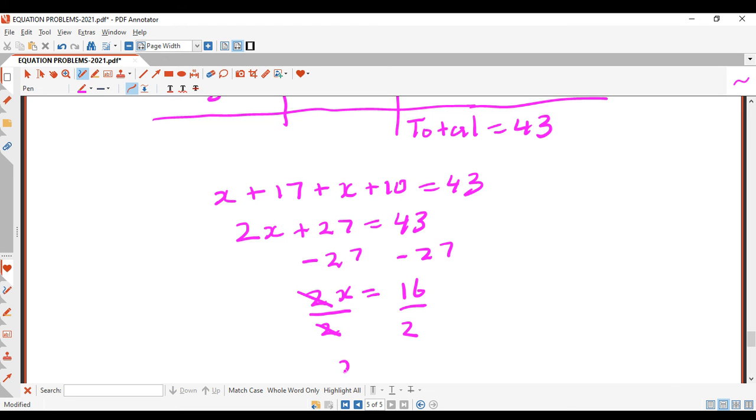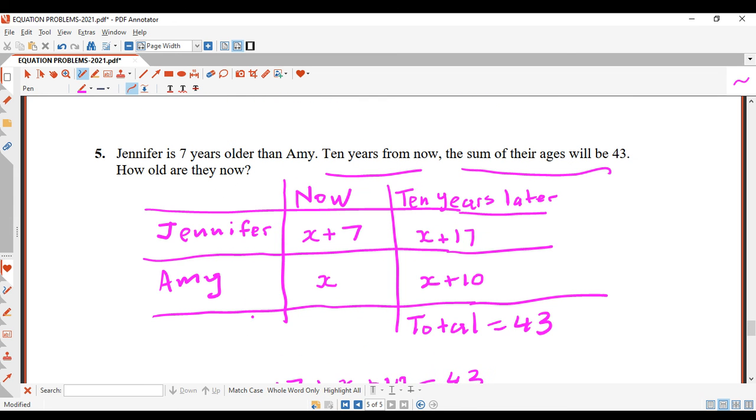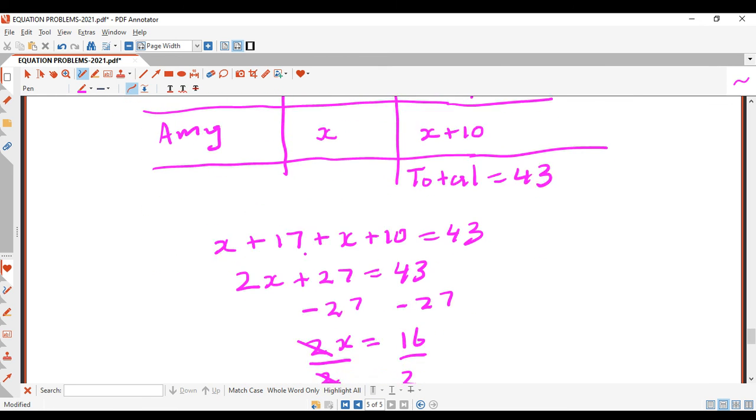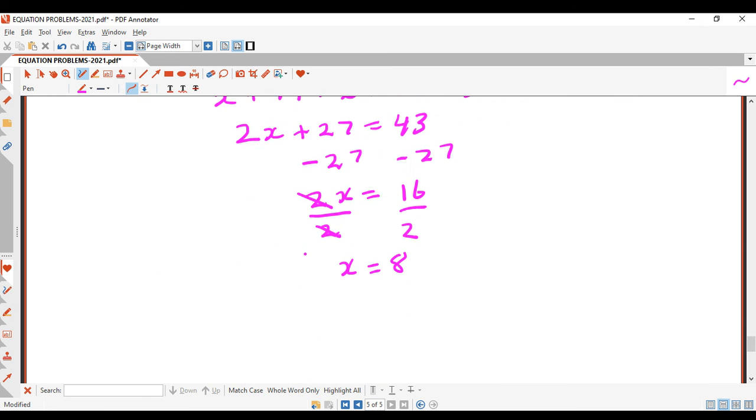Divide both sides by 2, you're going to get X is equal to 8. Okay, now have we answered the question? Let's have a look. It says, how old are they now? Now, this is their age now. Amy is X and Jennifer is X plus 7. So we've got Amy's age now. Amy is now 8.